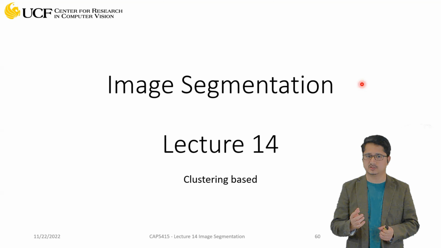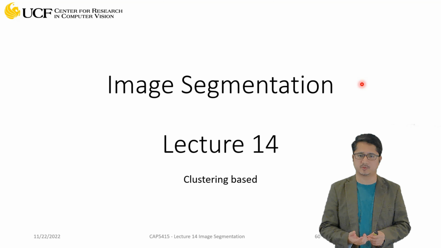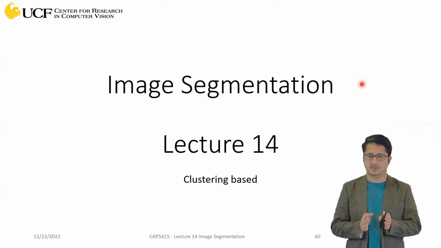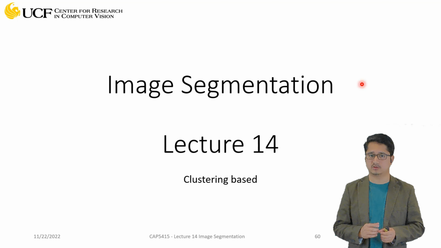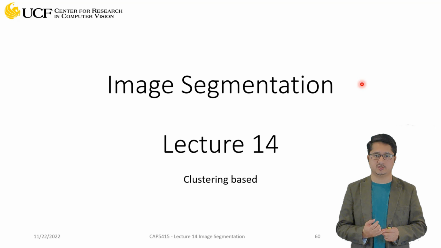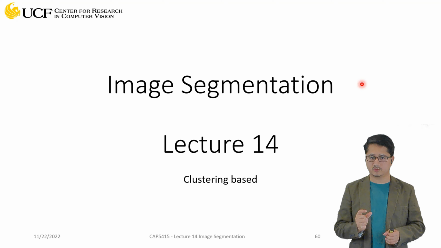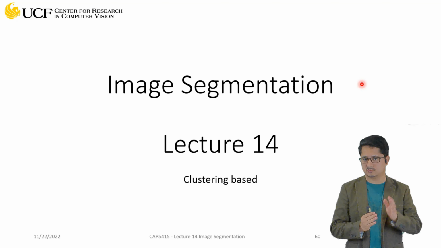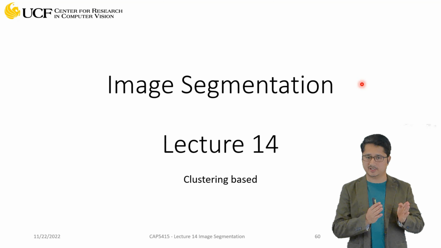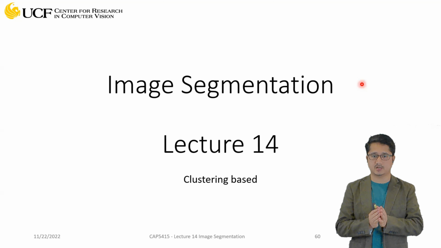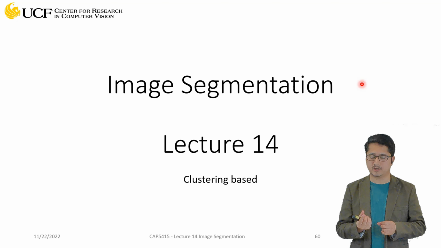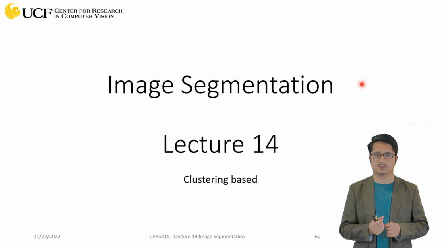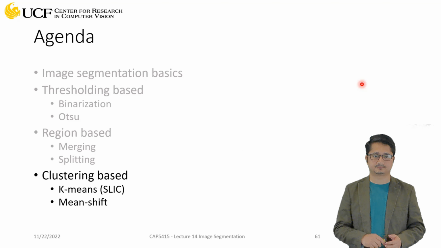So the next lecture is a continuation of image segmentation, and we have already studied a couple of algorithms which can be used for image segmentation. Today we are going to talk about clustering. Clustering is a well-known algorithm in the machine learning area, but today we will see how that clustering algorithm can be used specifically to solve this image segmentation task.